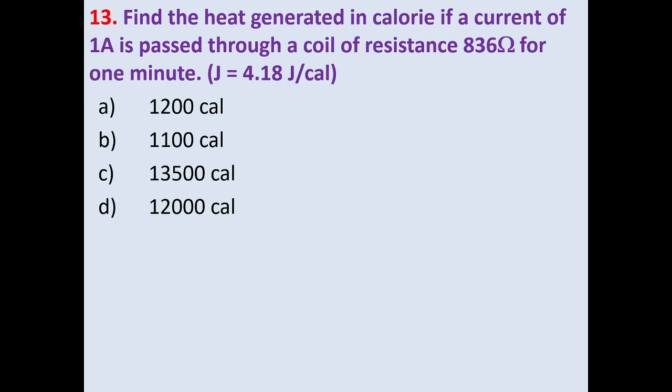Find the heat generated in calorie if a current of 1 ampere is passed through a coil of resistance 836 ohm for 1 minute. Value of Joule's constant is given 4.18 Joule per calorie. So we have to find out amount of heat generated. So we use the formula H is equal to I square RT upon J. Current given here is 1 ampere. Resistance R is 836 ohm. Time is 1 minute, that is 60 seconds. Value of Joule's constant is 4.18. Just substitute all the values. You will get amount of heat generated as 12,000 calorie. So option D is correct.